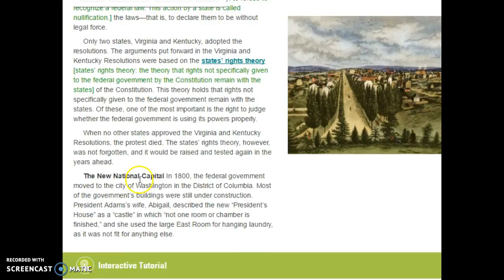The new national capital. In 1800, the federal government moved to the city of Washington in the District of Columbia. Most of the government's buildings were still under construction. President Adams' wife, Abigail, described the new president's house as a castle in which not one room or chamber is finished, and she used the large east room for hanging laundry, as it was not fit for anything else.